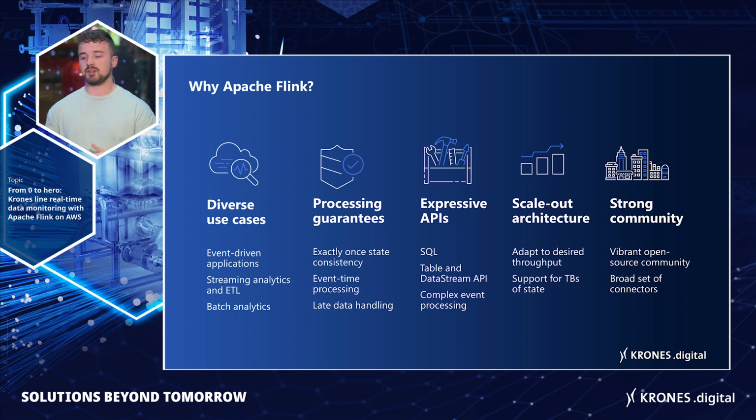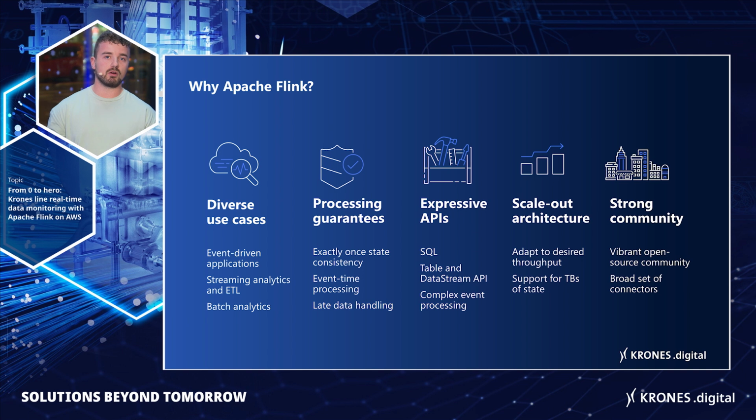So why would you use Apache Flink? You can build a lot of different use cases. You can do streaming analytics, such as Krones is doing. You can do ETL transformation for streaming data, if you, for example, want to ingest it in your data warehouse. You can also do batch analysis. So if you want to migrate some existing batch analysis workloads, or even create new ones, you can do this also with Flink. And this allows you to use a unified API for streaming and for batch processing.